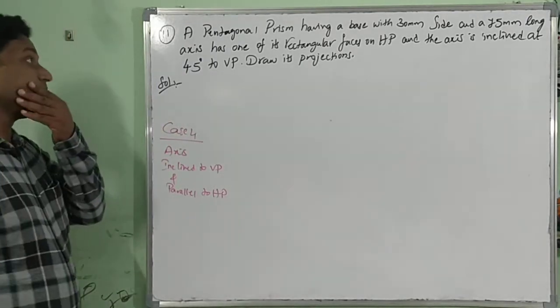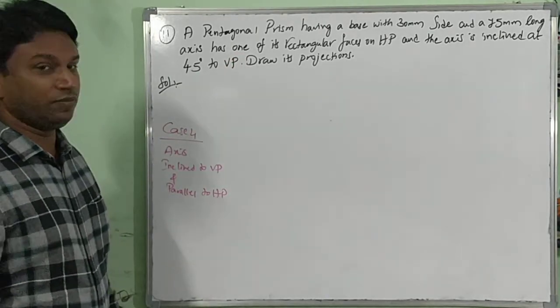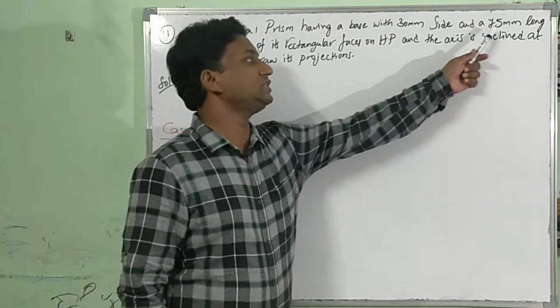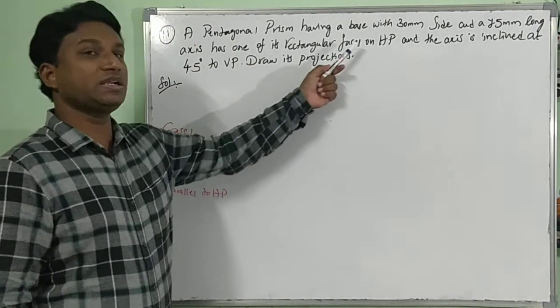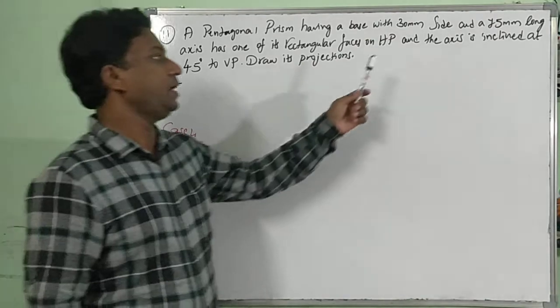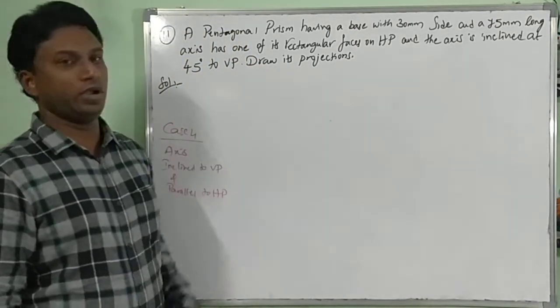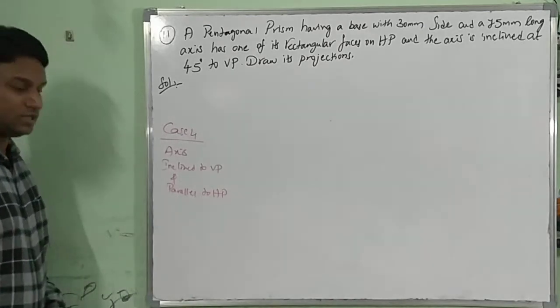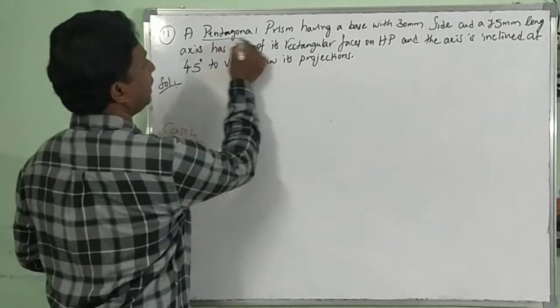Look at the question. A pentagonal prism having a base with 30 mm side and 75 mm long axis has one of its rectangular faces on HP and the axis is inclined at 45 degrees to VP. Draw its projection. That's the question. Let's analyze the question. First of all, given a pentagonal prism.